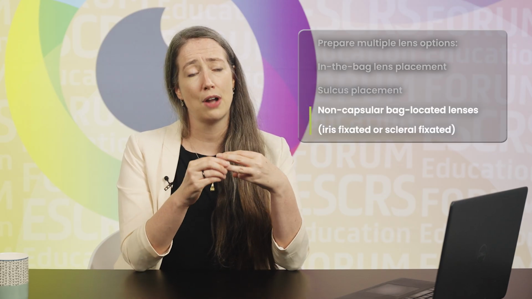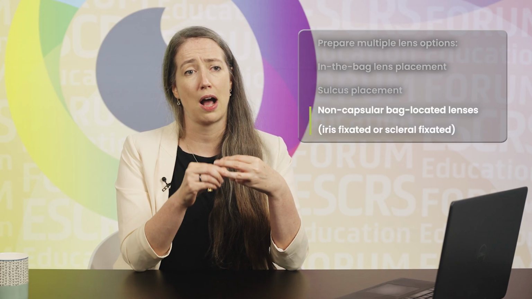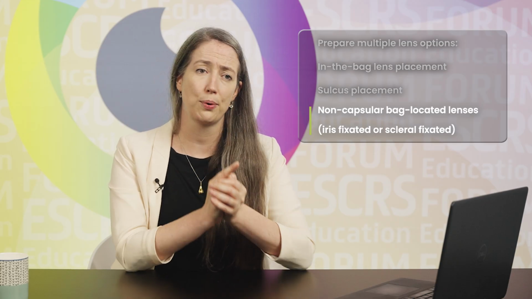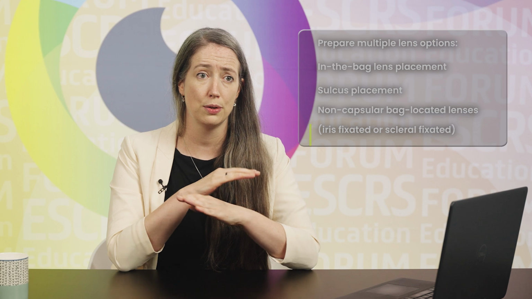Conversations with the patient about what lens to put in is very, very important. You need to have, or at least I usually prepare, 3 options. The first option is an in-the-bag lens placement. The second would be a sulcus placement. And the third would be another placement, which would be non-capsular bag-located lenses, either an iris fixation or a sclerofixated lens. There's also an important 4th lens option, which is no lens.